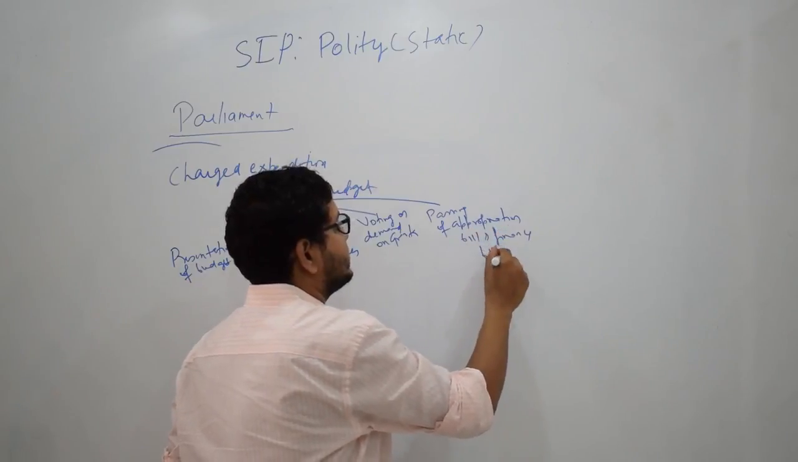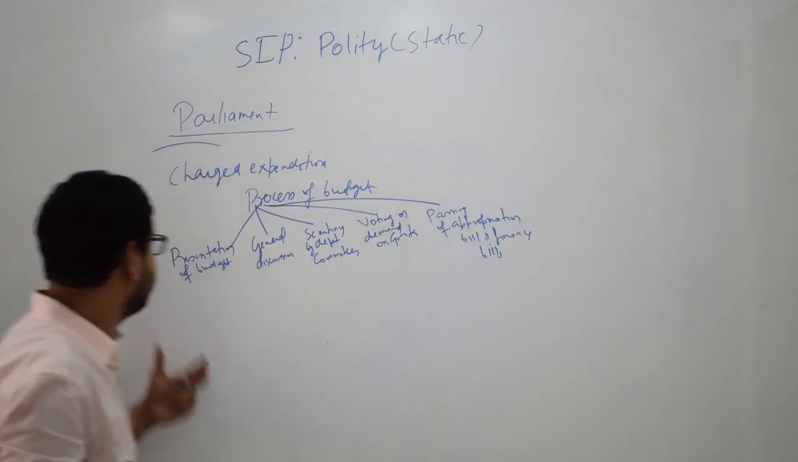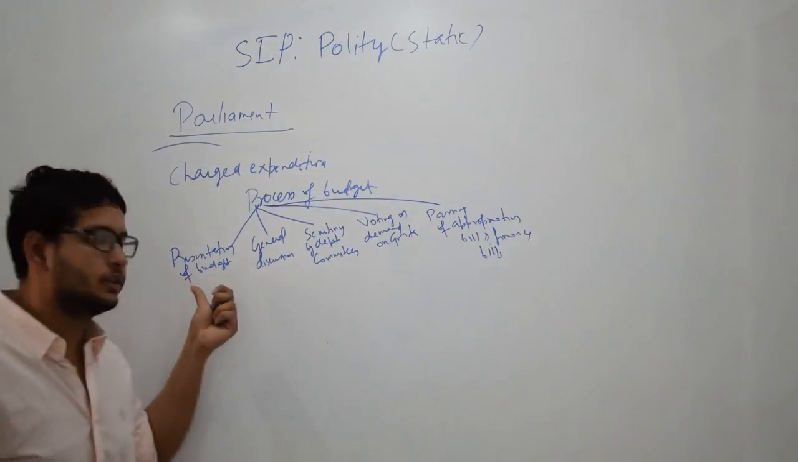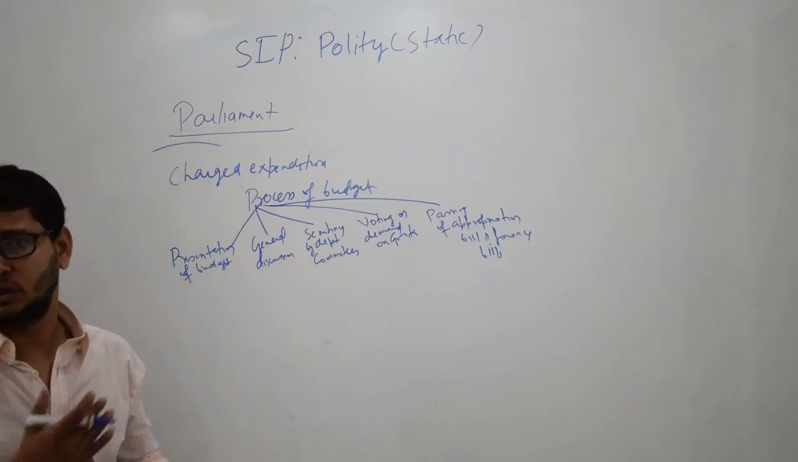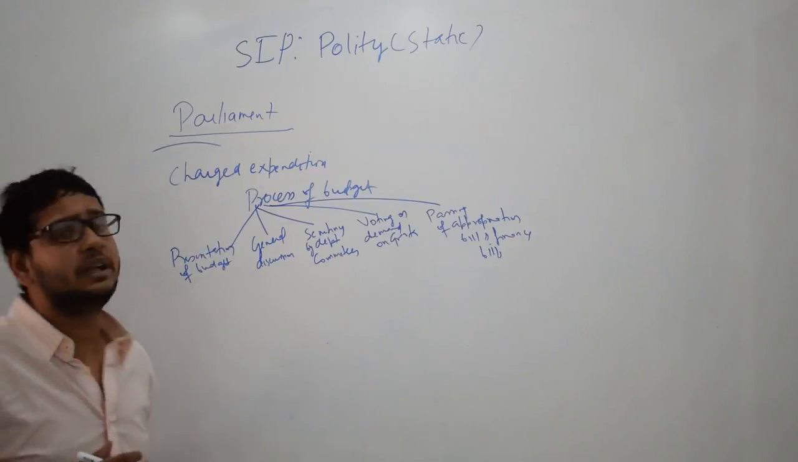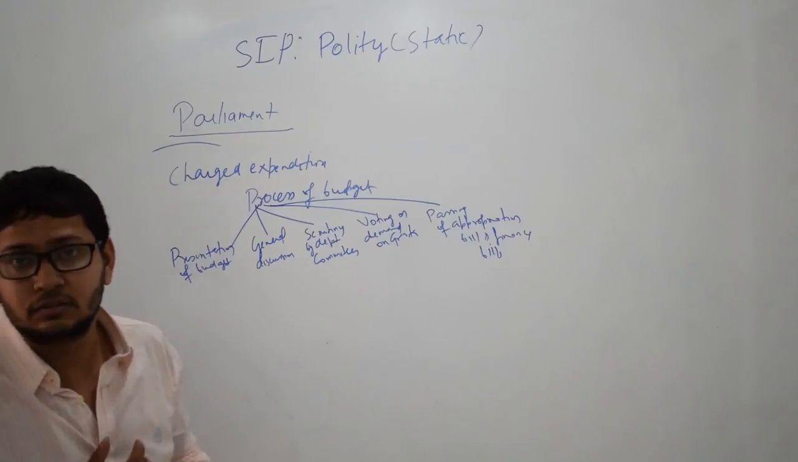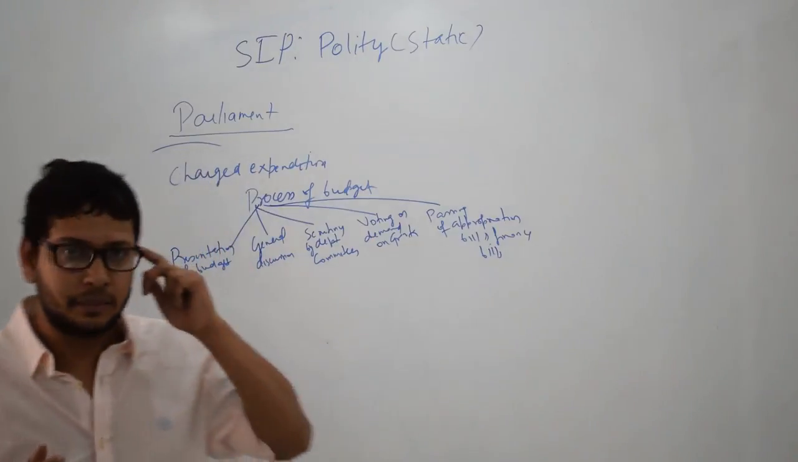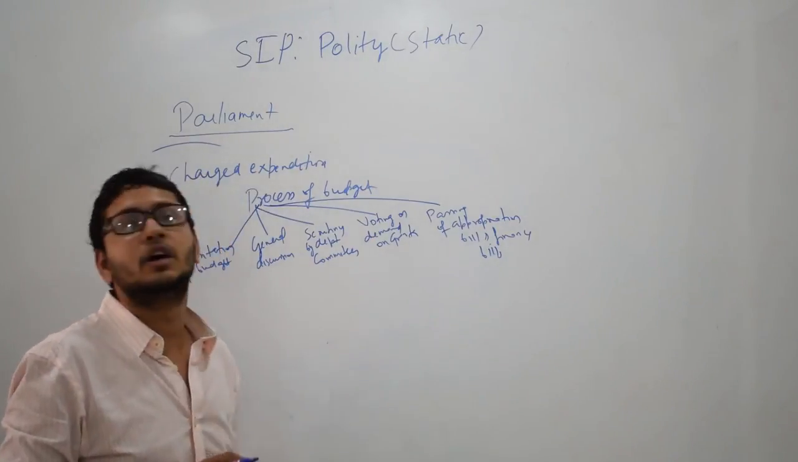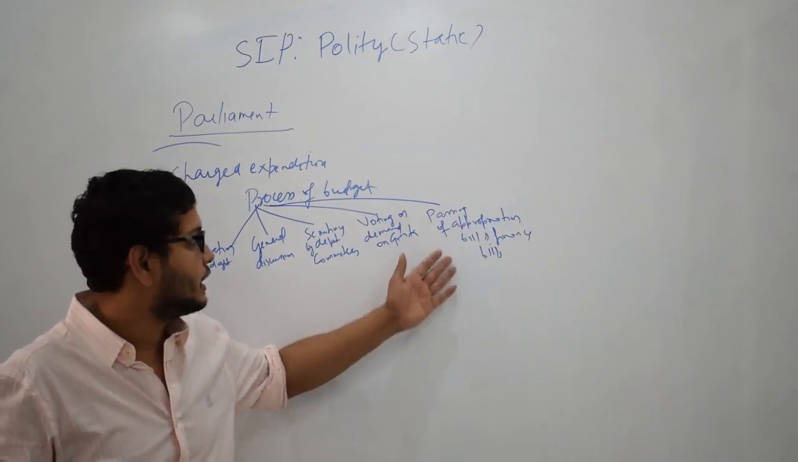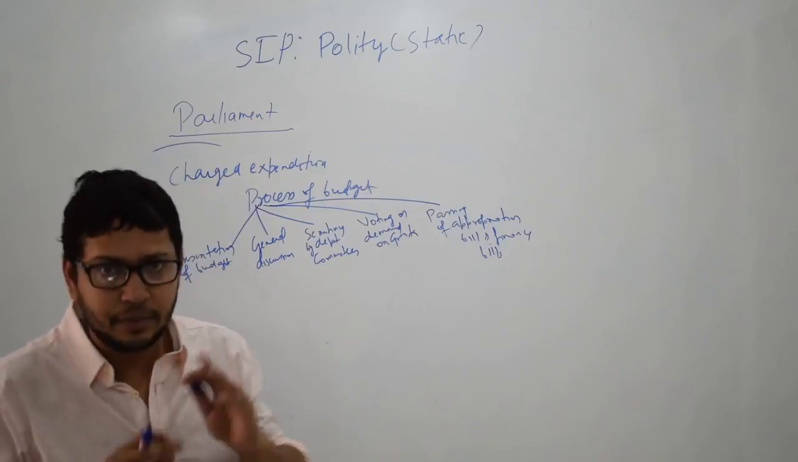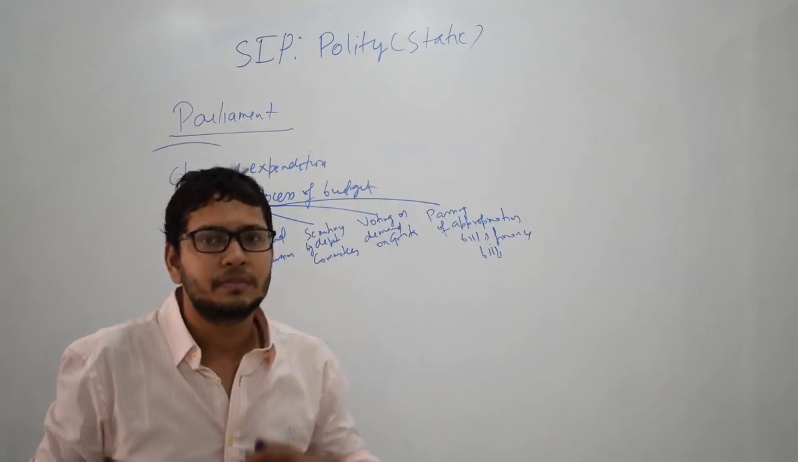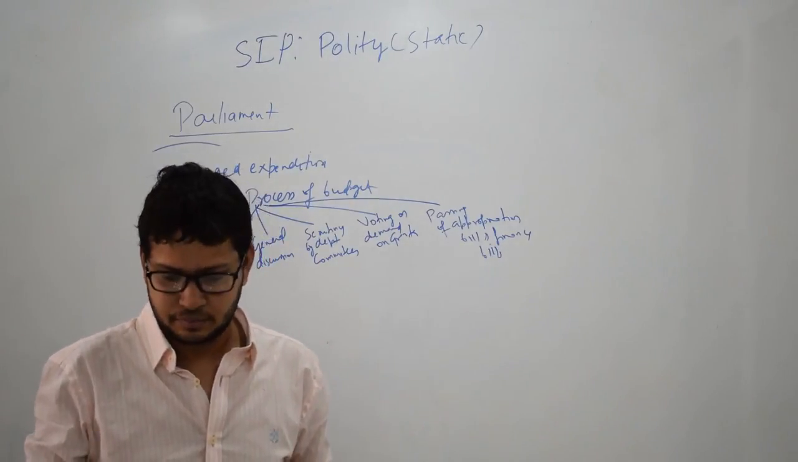So these are the six stages in budget. Firstly, the budget is presented. Then there is general discussion on the clause of the budget. Then there is scrutiny by the departmental committees related to any department. Next is voting on the demand of grants. Next is passing of appropriation bill and the finance bill. We'll come into all of these stages in the next part of the chapter.